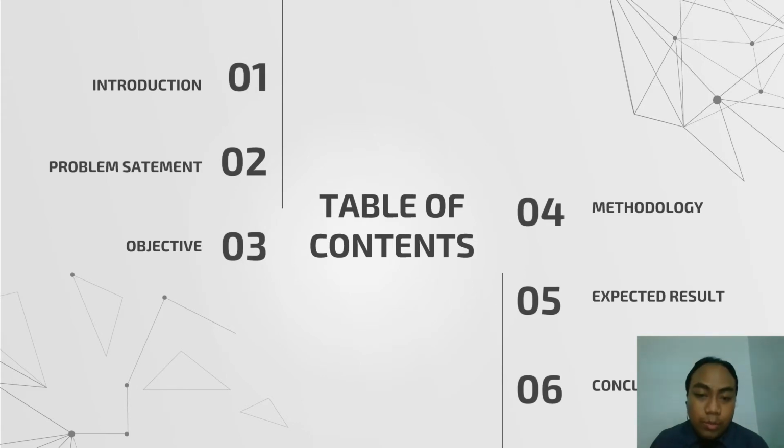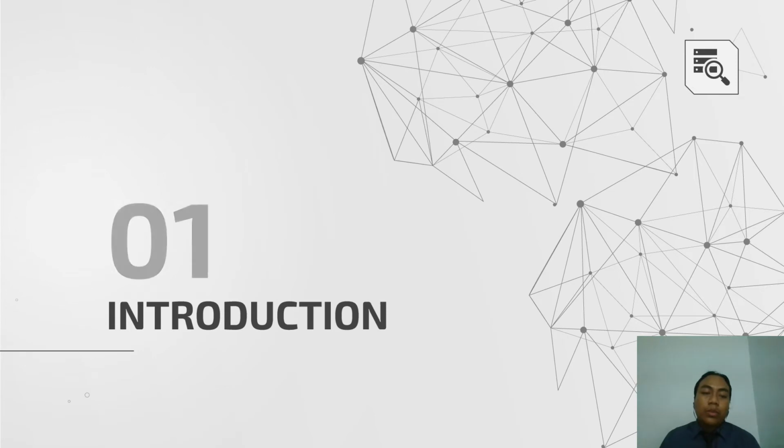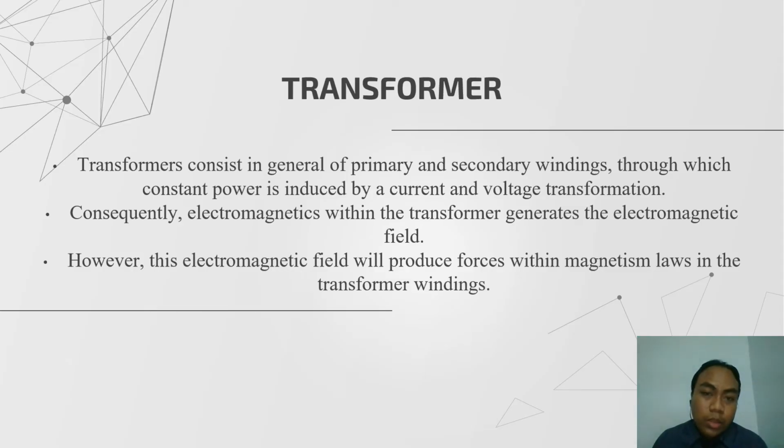Before we go deeper, this is the content that will be in my slide. That is introduction, problem statement, objective, methodology, expected result, and conclusion. Before that, I would like to tell you about the transformer. As we know, in general, a transformer consists of primary and secondary winding, through which constant power is induced by current and voltage transformation.